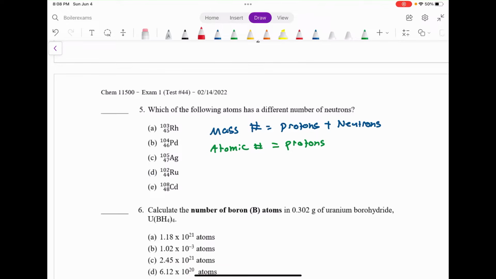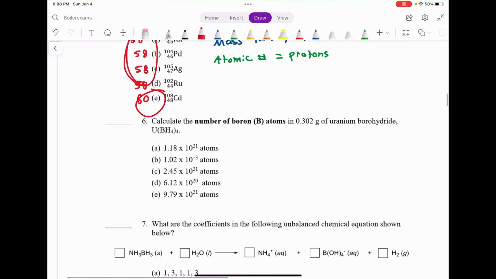This top one, for whatever element Rh is, is 103 minus 45. That's 58. This top one has 58 neutrons. The next one, B, has 104 minus 46. Also 58. 105 minus 47. Also 58. Looking good. 102 minus 44. 58 again. I have a hunch this one's not going to be 58. But what do I know? 60. Okay. Which of them has a different number of neutrons? Those all look the same to me. E is our choice. And let's see, what is this? E. Correct. All right.